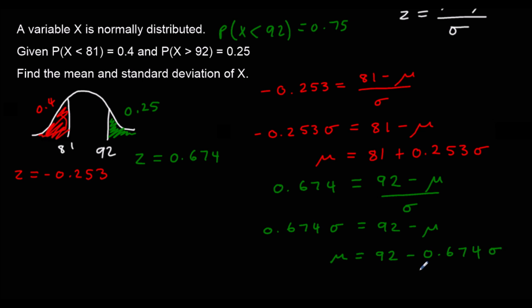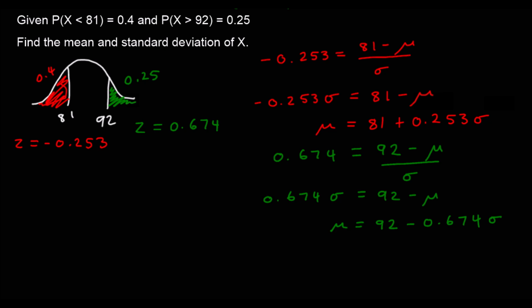So I've got two equations. They're both equal to the mean. So I've got mean equals 81 plus this, and mean equals 92 minus this. So what I'm going to do is make them equal to each other. So I'm going to say 81 plus 0.253 standard deviation is equal to 92 minus 0.674 standard deviation. I'm going to plus 0.674 standard deviation to both sides.